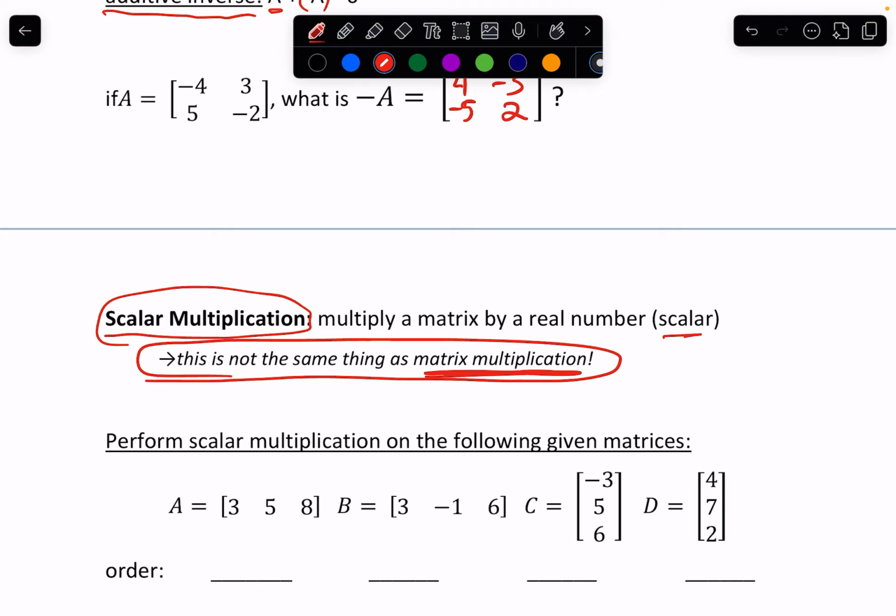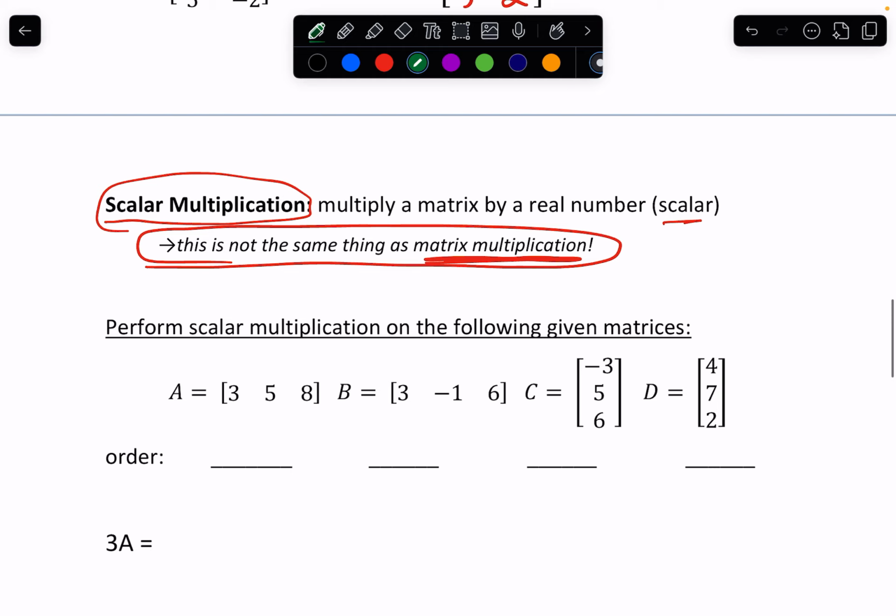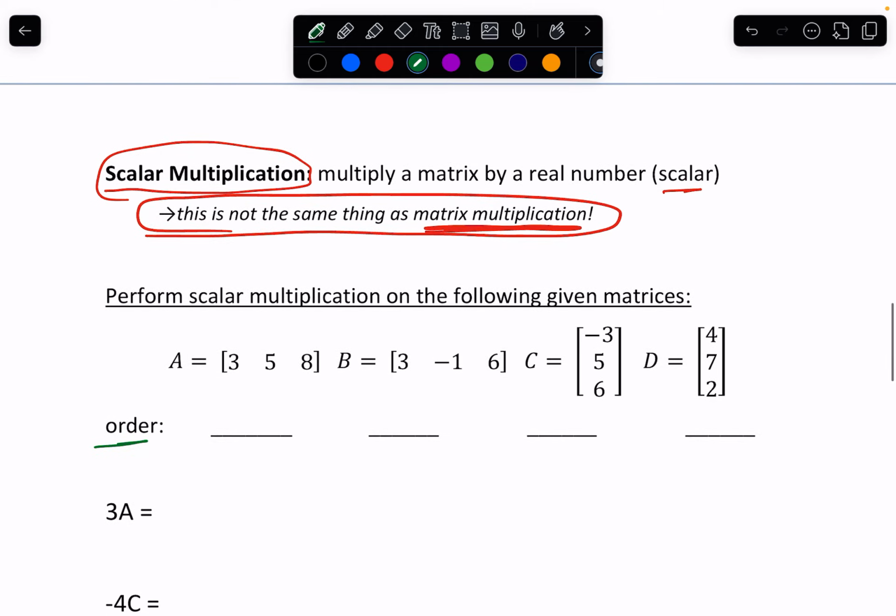Okay, so let's go ahead and look at our matrices here, and we need to first figure out the order. Our matrix A has one row and three columns. Matrix B has one row and three columns. Matrix C has three rows and one column, and matrix D has three rows and one column.